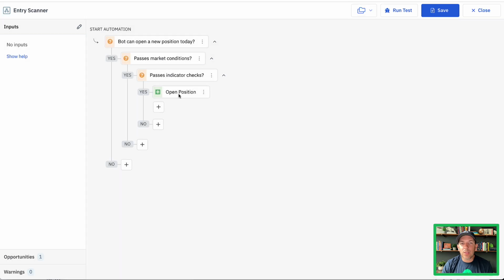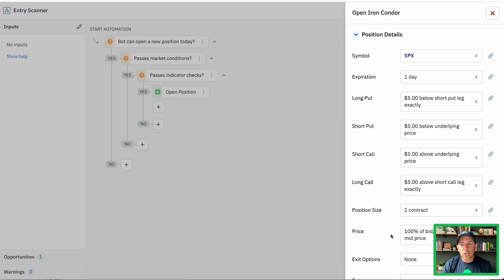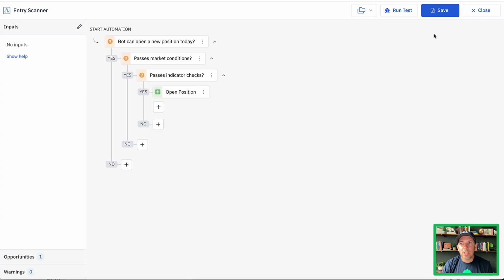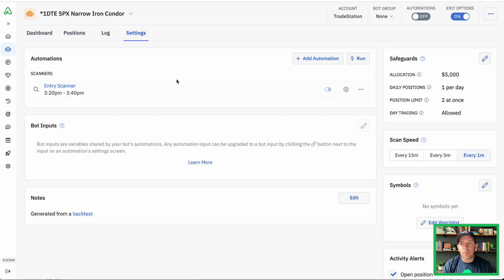If it gets to that point, then it again opens that position just how we had it set up in the backtest. So we know exactly what we're doing here. So again, this is all pre-set up for you. So all I have to do is literally turn on the bot and let it start working.